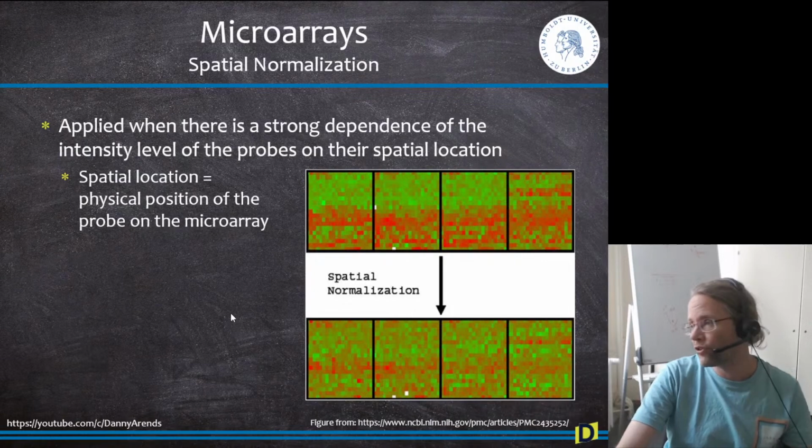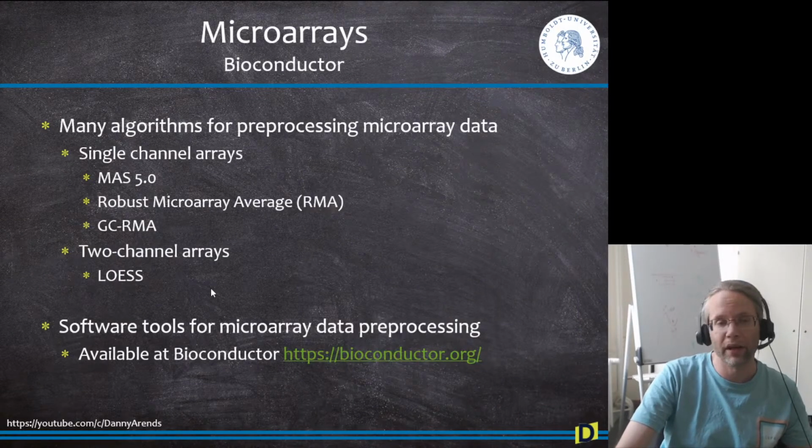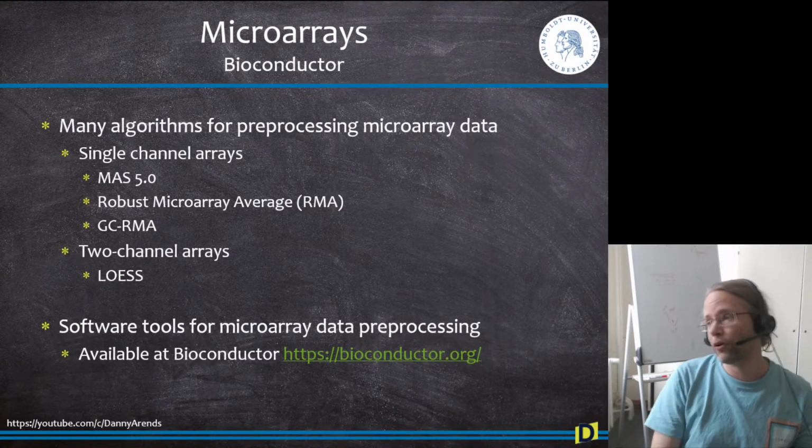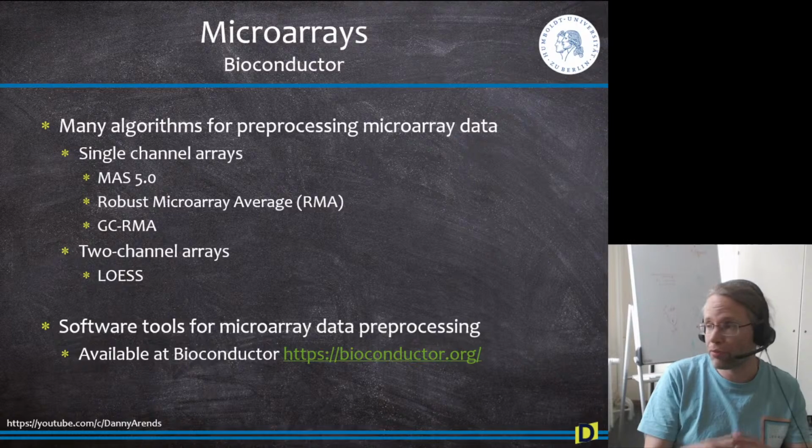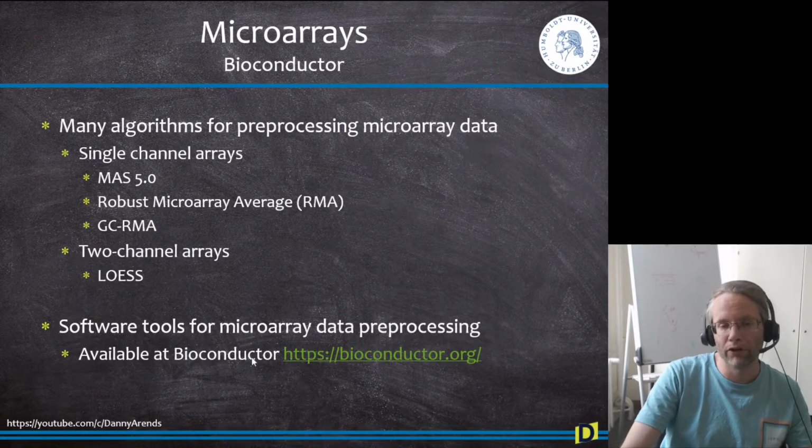And if you want to know more about this, then definitely look up microarrays and how you should do it. The only thing that I want to tell you guys is that many of these things are done in R. You have the Bioconductor repository, which has many different software tools for microarray data pre-processing, and they are all available at Bioconductor. So you can get packages for example for normalizing single channel arrays like MAS5 or GCRMA, which is robust multi-array average. And when you have two channel arrays, the standard way of dealing with all of these background effects and spatial effects is called LOESS. So these are different packages that you can download and just install in R.